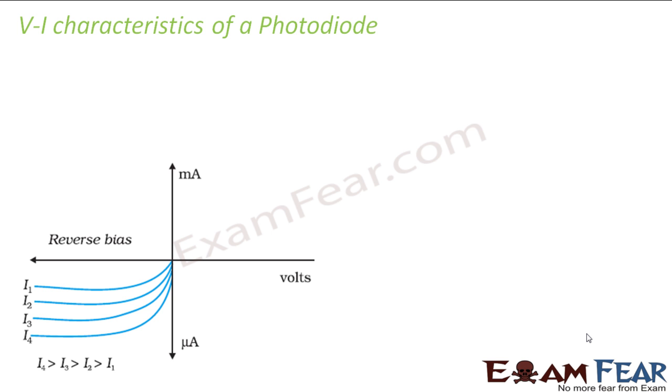Now let us look at the VI characteristics of a photodiode. In case of photodiode also we see it operates in the reverse bias region. So reverse bias means somewhere on this region, because this is my forward bias region. So what do we see from this graph? We see that here the current which we denote is nothing but photocurrent. So from here we can see that photocurrent increases with increase in intensity of light.